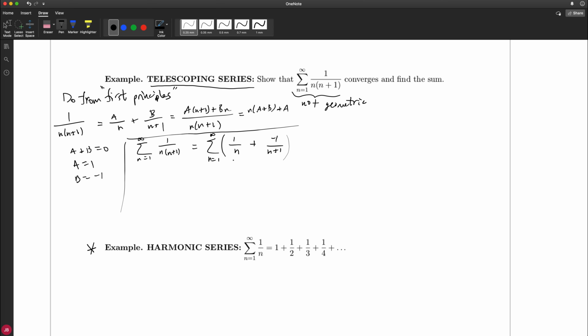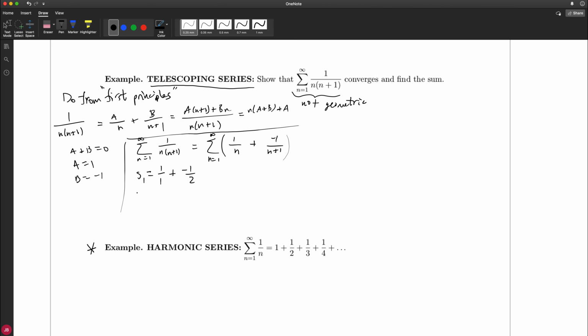All right, so what we're going to do is do this from first principles. So let's start with S1. Remember, S1 means plug in n equals 1, and that's it. So I get 1 over 1, plus -1 over 2.